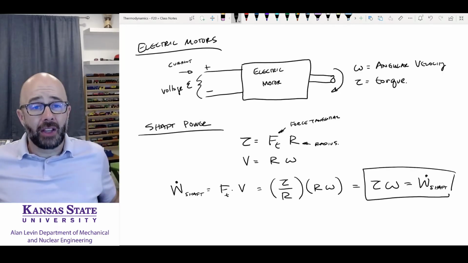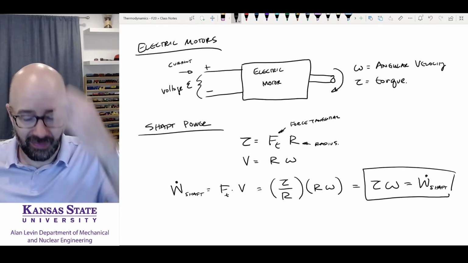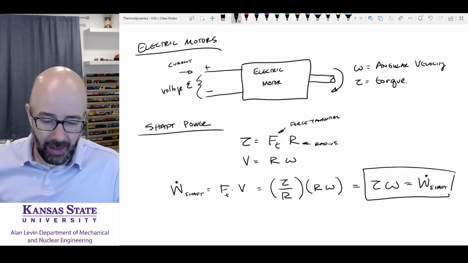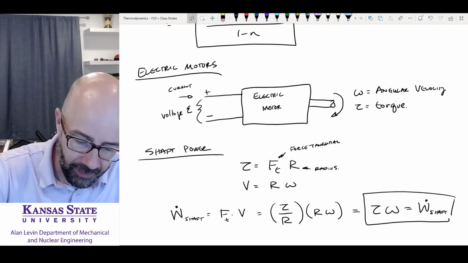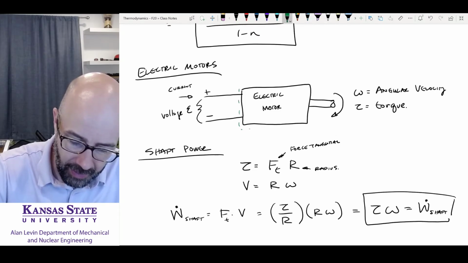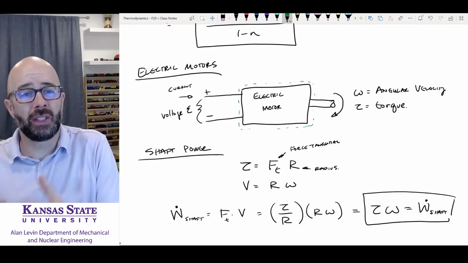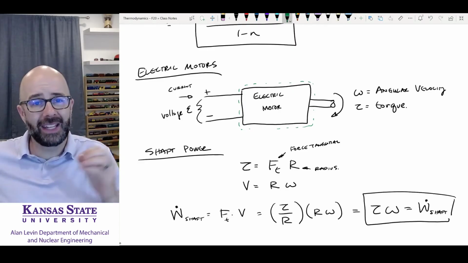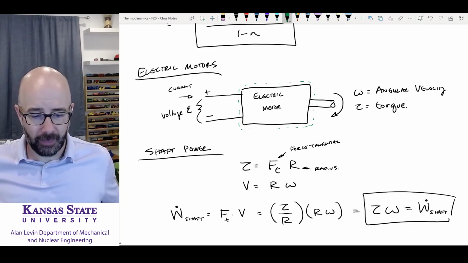Now, we have to ask ourselves the sign of this. Is it positive or negative? Remember, if my control volume is the electric motor, it is producing the shaft's movement. So it is working on the surroundings. This is going to be positive in our thermodynamic sign convention.